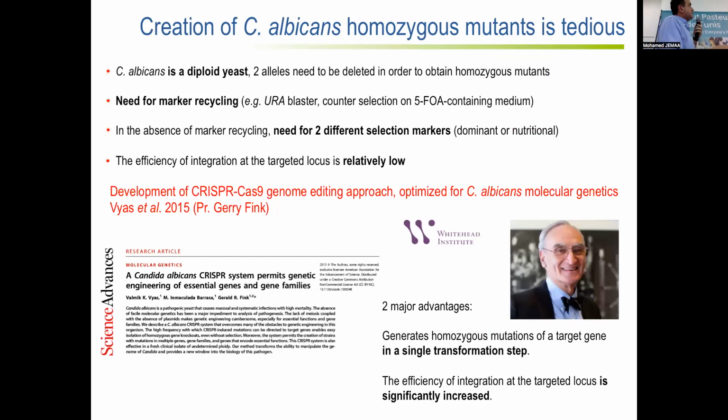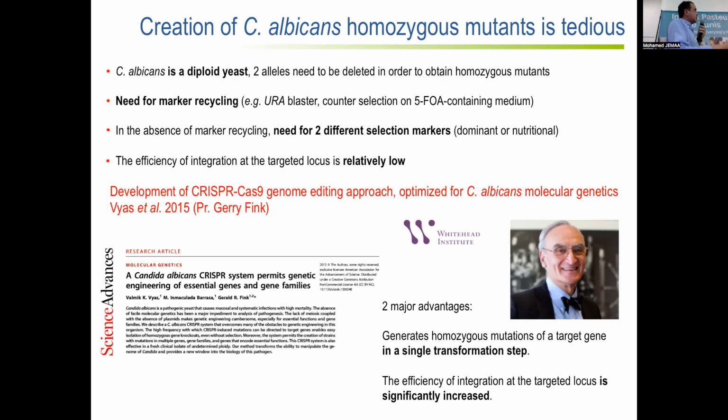So it's tedious to create homozygous mutants in Candida albicans, because it's a diploid yeast and both alleles need to be deleted. There's a need for marker recycling in case of use of nutritional markers like URA3, so there's counter-selection, as I was saying, with 5-FOA. In the absence of marker recycling, there's a need for two different selection markers.